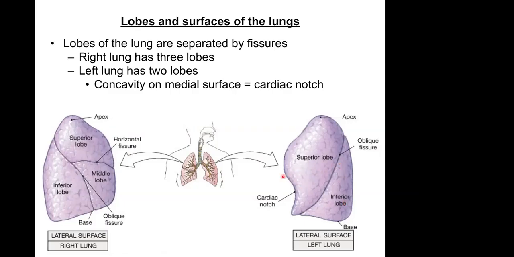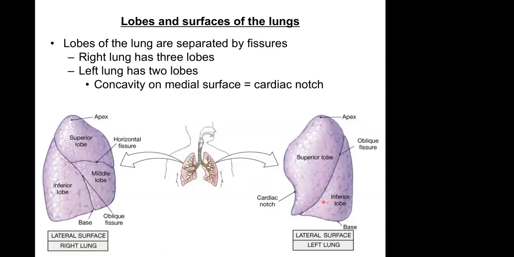But there is a notch here, which is called the cardiac notch on the left lung, to accommodate the heart. Now, if you do remember, the heart is tilted towards the left, and the heart apex is at the bottom, tilted towards the left. So they need a little bit of space. That space, the groove or notch created by the left lung, is known as the cardiac notch.